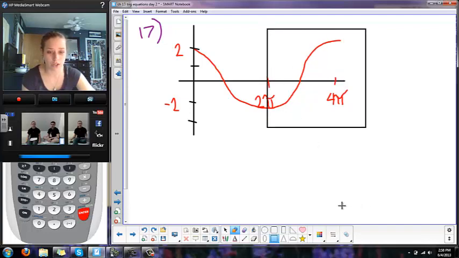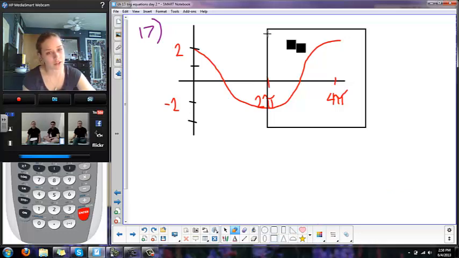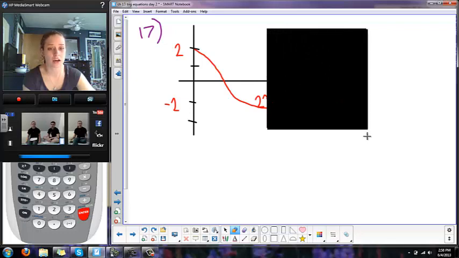But just don't look at this whole section right here. I'm going to see if I can color this in. Aha! Look at that. Fancy. Alright, so forget about the rest of that stuff.